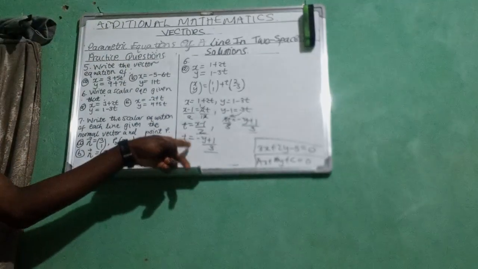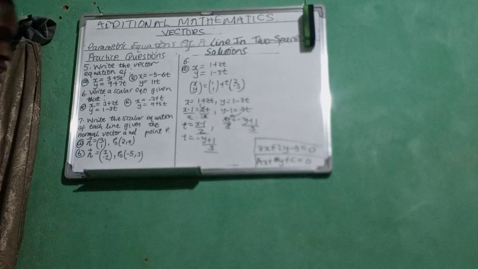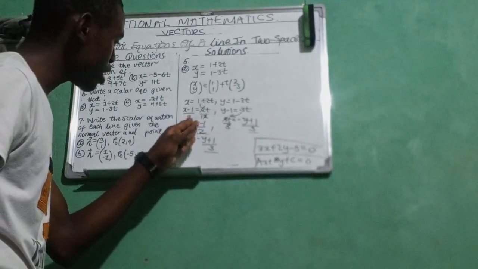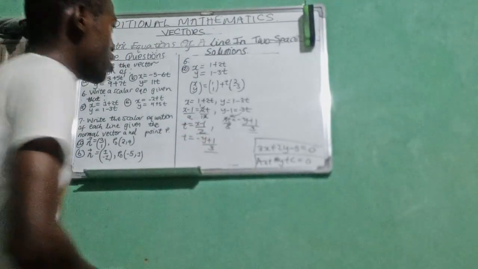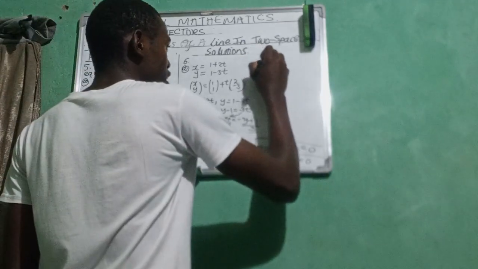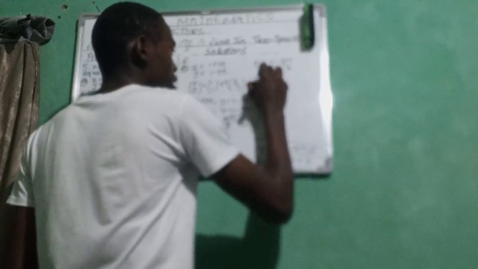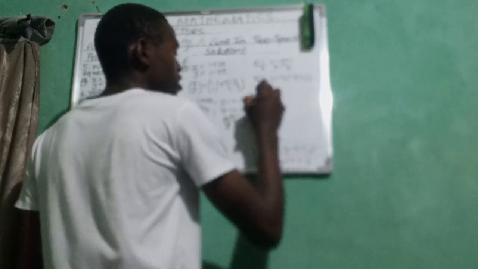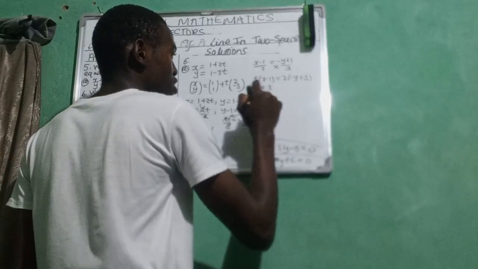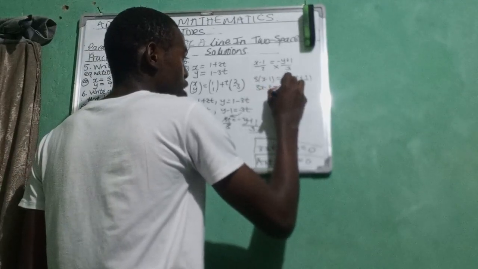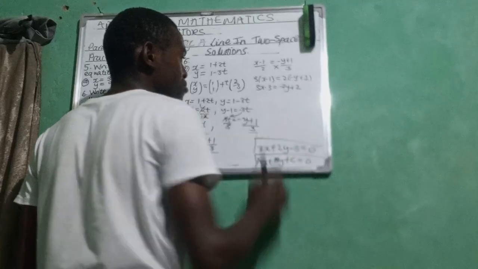So we have these two equations. Since they are both saying t is equal to that, we are going to equate them. So x minus 1 over 2 is equal to negative y plus 1 over 3. We cross multiply: 3 multiplied by x minus 1 is equal to 2 multiplied by negative y plus 1. We distribute the 3 in this bracket, it will be 3x minus 3 is equal to minus 2y plus 2.